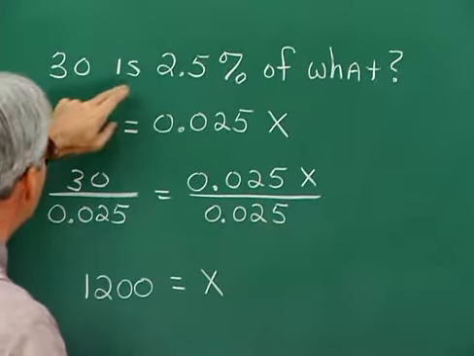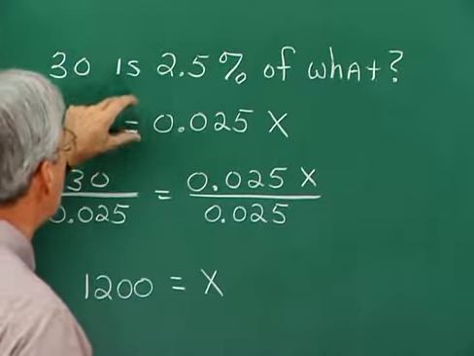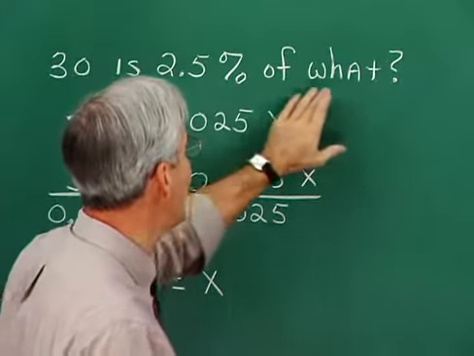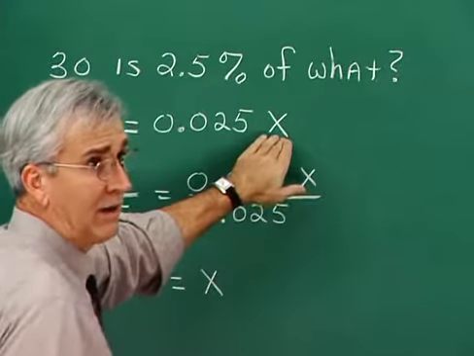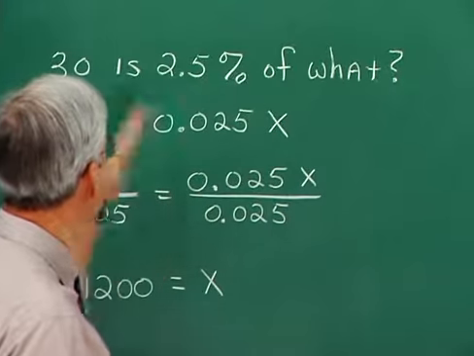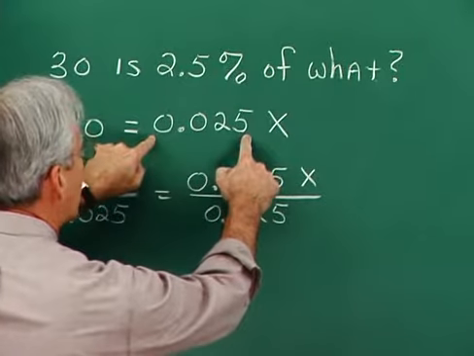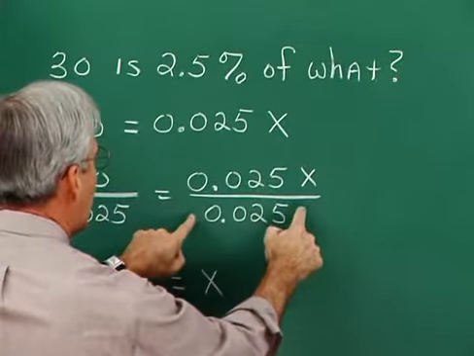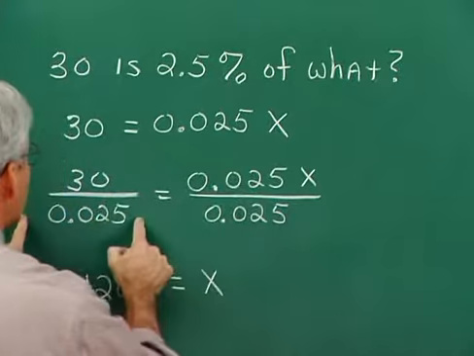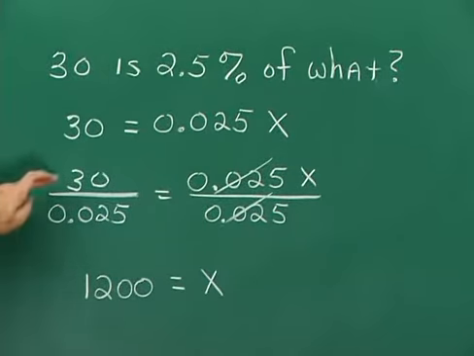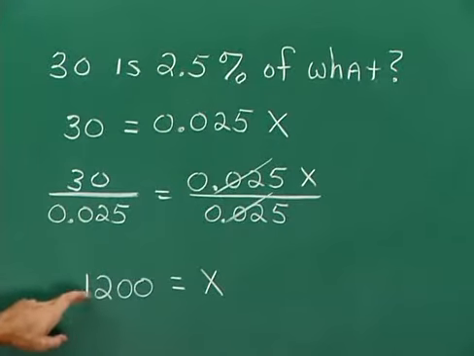That is, bring down 30. Is means is equal to. And 2.5% changes to a decimal. Of means times. What means what letter, you see? And so to solve, we divide on both sides by the number next to the letter. And we're dividing on both sides by 0.025, and we show that step. And these can cancel, leaving x. And on the left side, 30 divided by this decimal turns out to be 1,200.